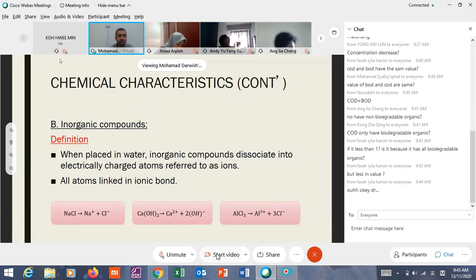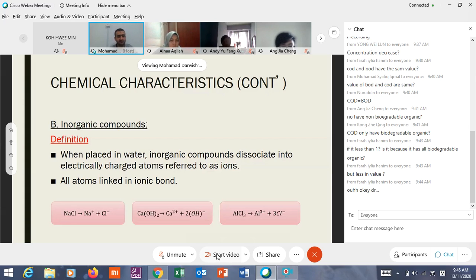So let's move on. Now this is the chemical characteristics of wastewater. We continue talking about the inorganic compounds. All our talking about BOD and COD is about the organic compounds. We know the organic compounds are carbon and hydrogen, bonded together with nitrogen and other elements, right?